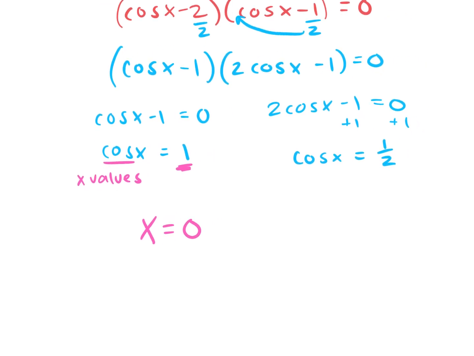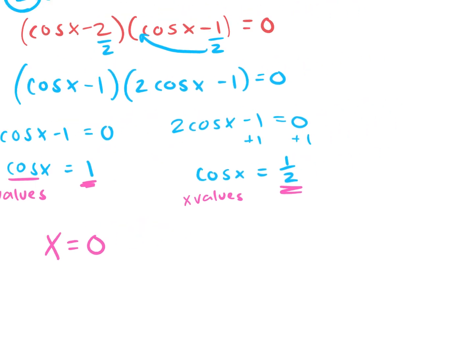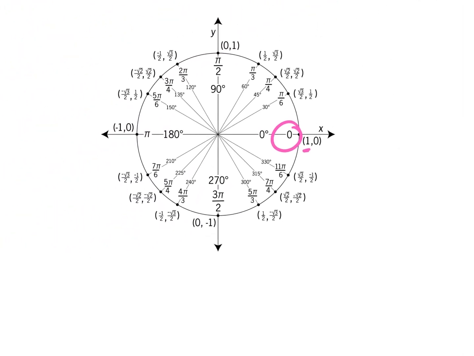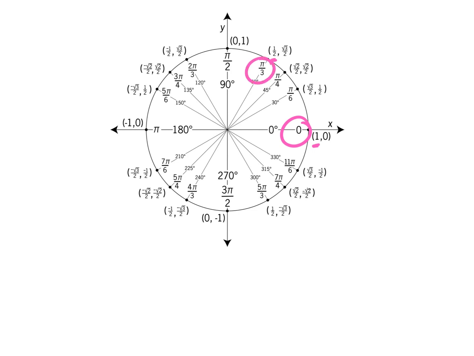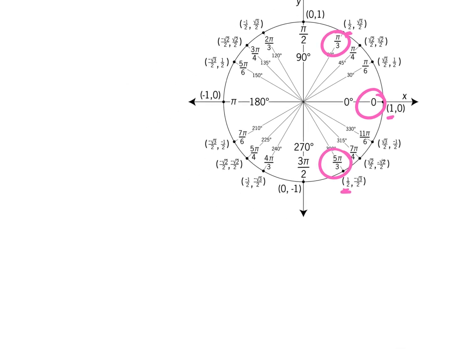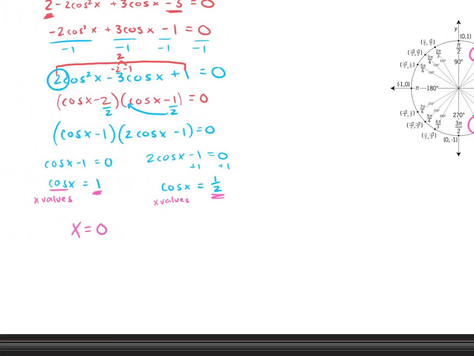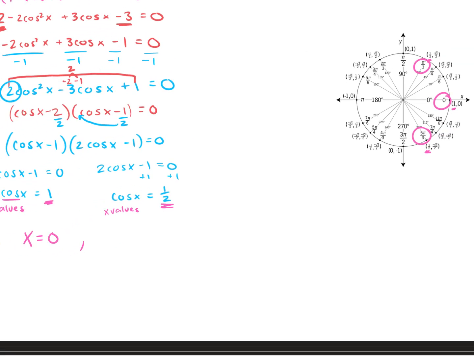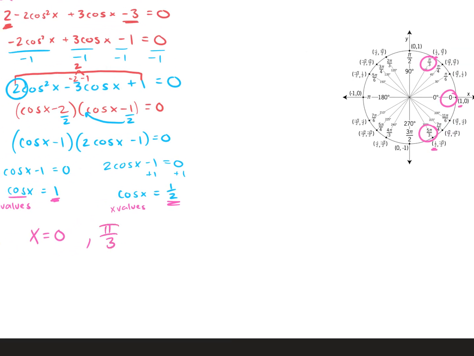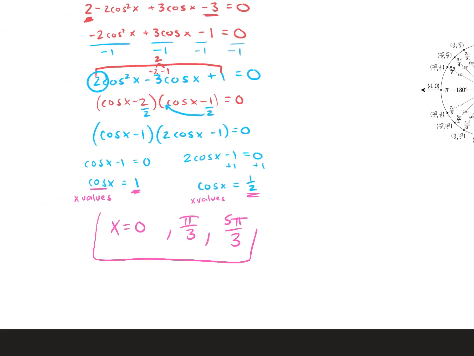Now we need to do the same thing with the other one. I'm looking for x values again. So I need to see where my x value is 1/2. So go to my unit circle. Where is my x value 1/2? Pi over 3. Anywhere else? 5 pi over 3. Perfect. So my answer would be pi over 3 and 5 pi over 3. So these would be my 3 answers here.